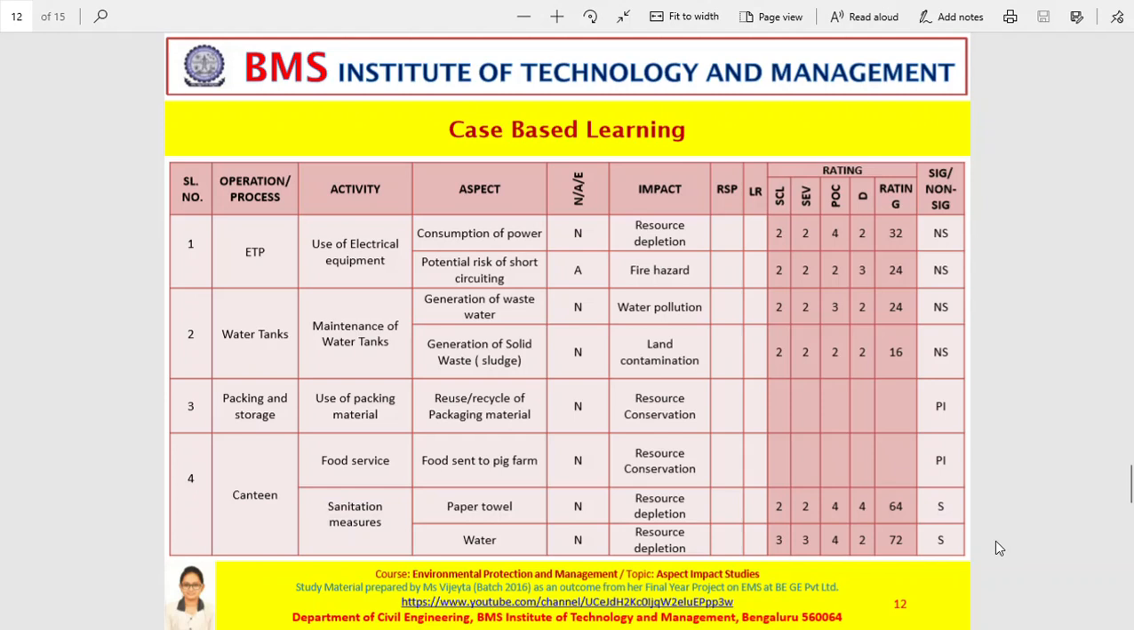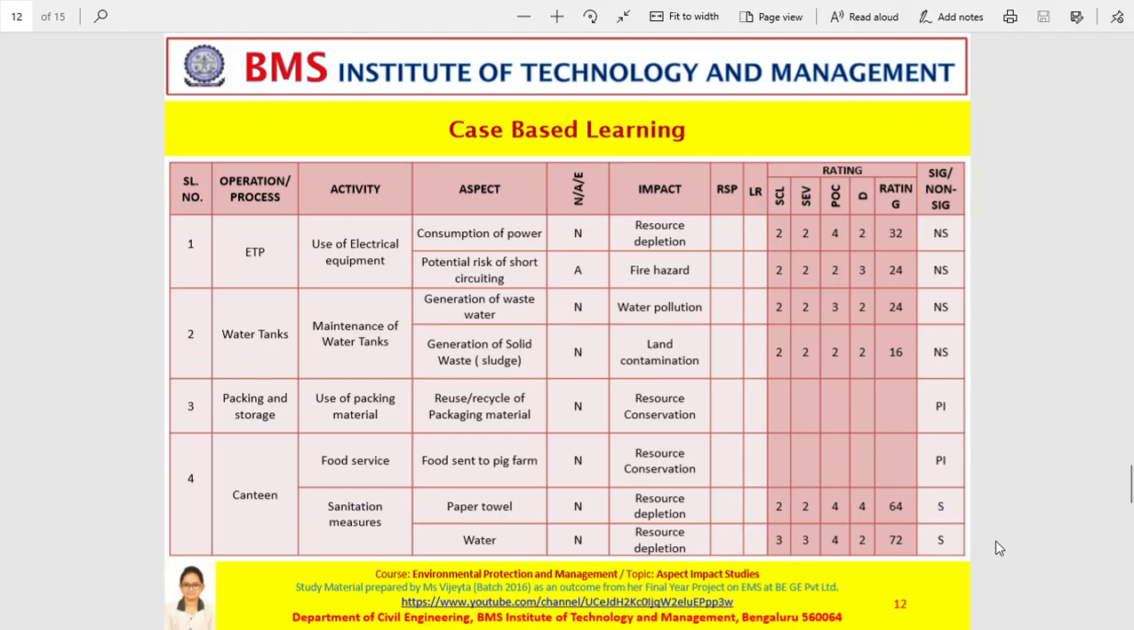The rating for generation of solid waste sludge is 2 for scale, 2 for severity, 2 for probability of occurrence, and 2 for duration. Therefore, a rating of 16, which is also a non-significant aspect. The next operation is packing and storage, and the activity is use of packing materials. The aspect for this activity is reuse and recycle of the packaging material. This is considered a normal or routine condition for the industry. Therefore, the impact is resource conservation. Since it is resource conservation, no rating is given to it. Therefore, it is considered a positive impact.